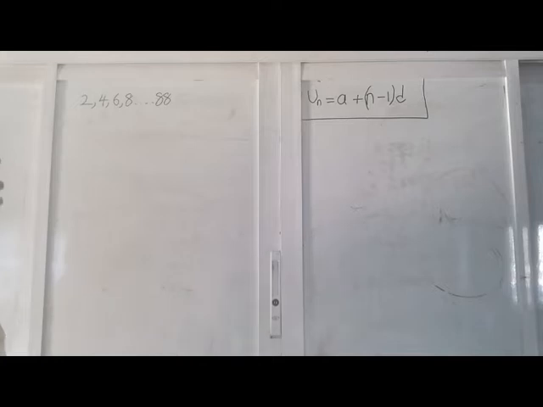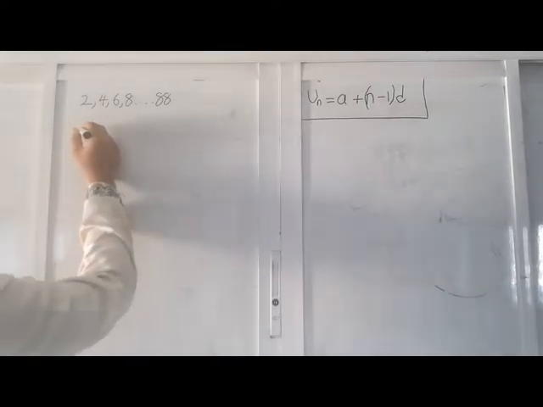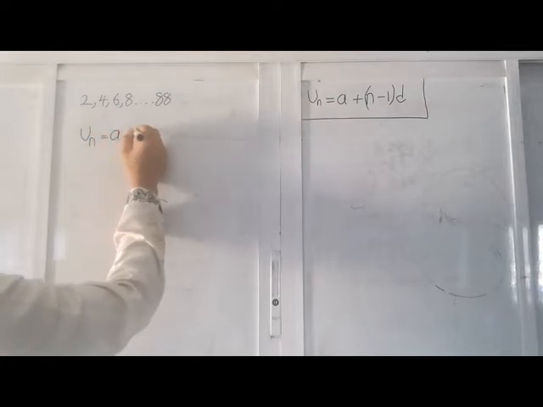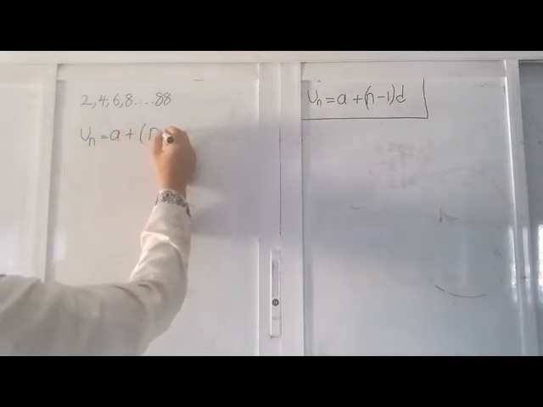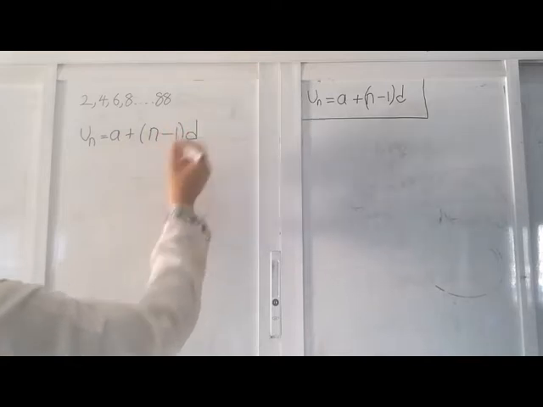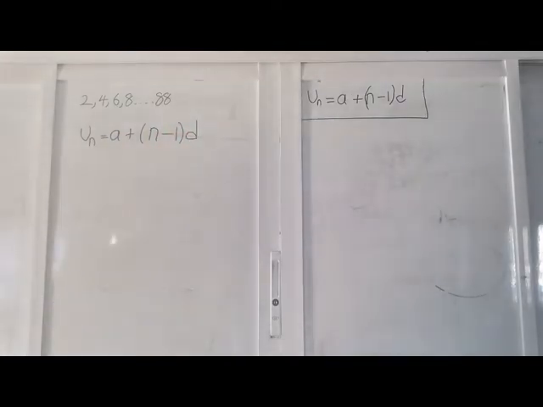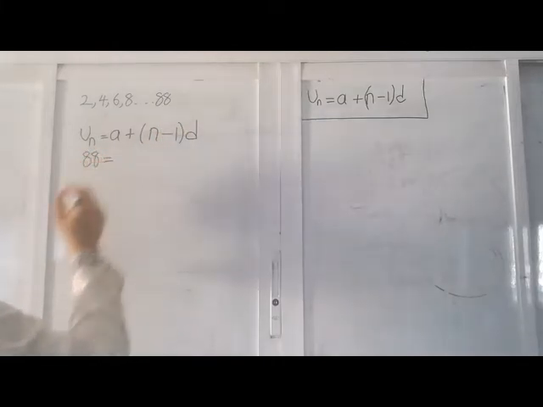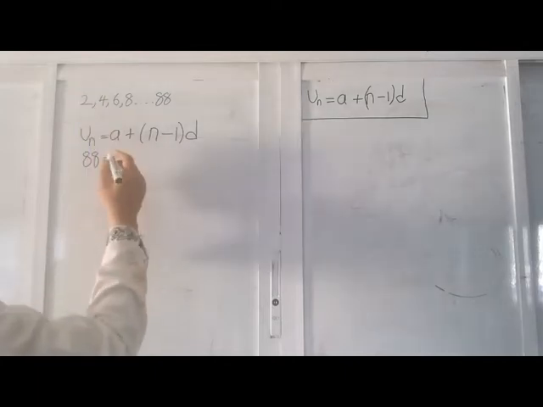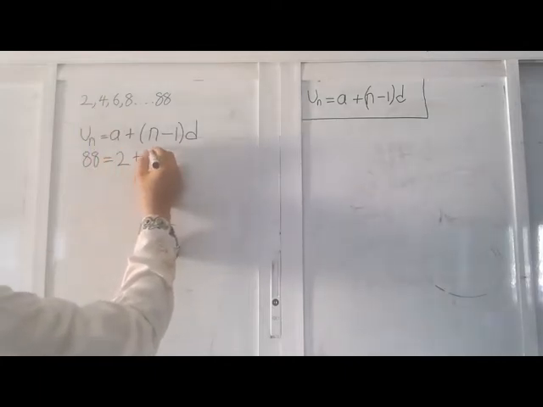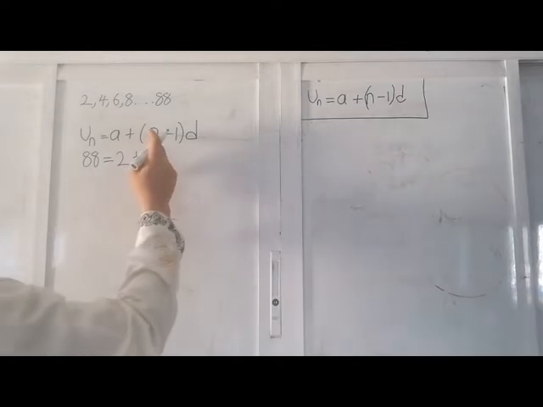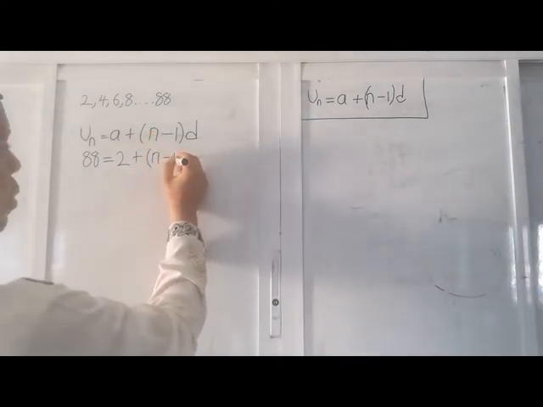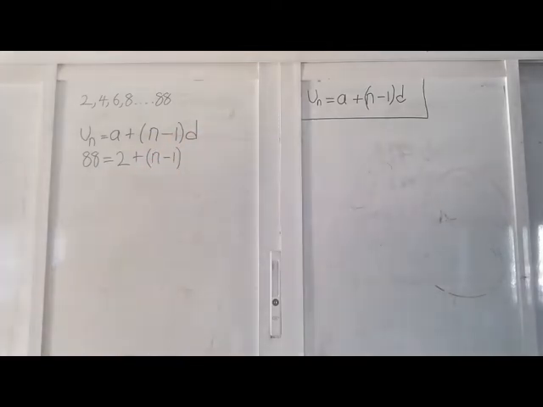The term we are looking for is unknown. We don't know the term yet. The first term, which is the A, plus (n minus 1) d. The last term in this progression is 88. Our 88 equals, the first term is 2, so we write 2 plus, we open brackets. The number of terms is what we don't know, so it is the n we want to find, minus 1, times d, the common difference.